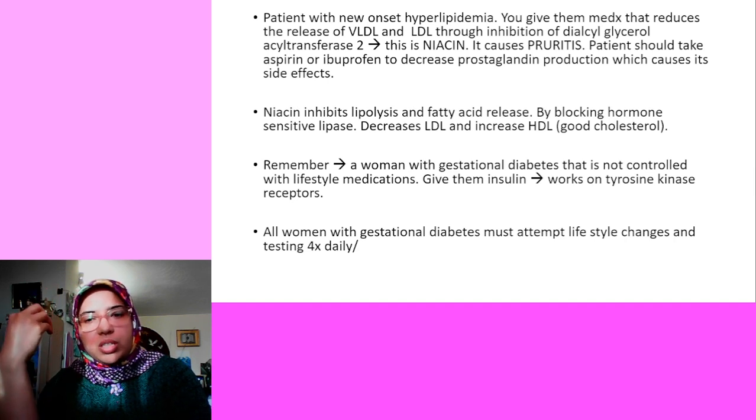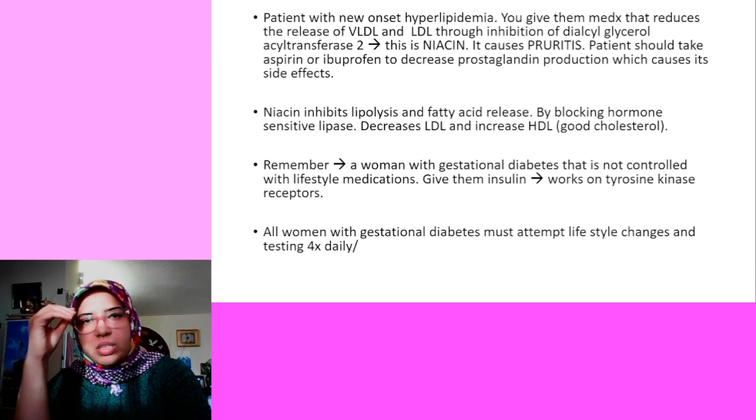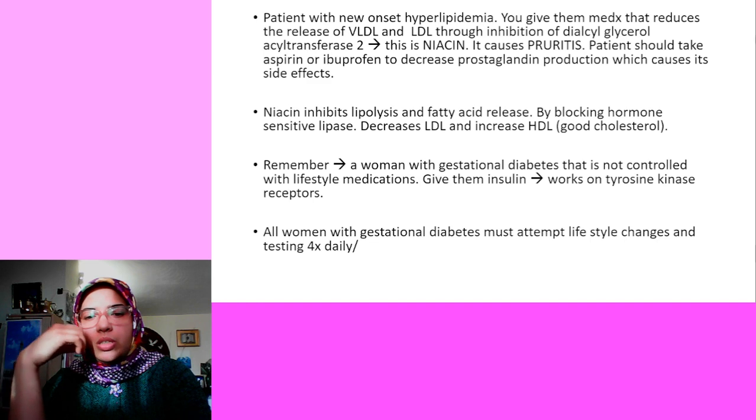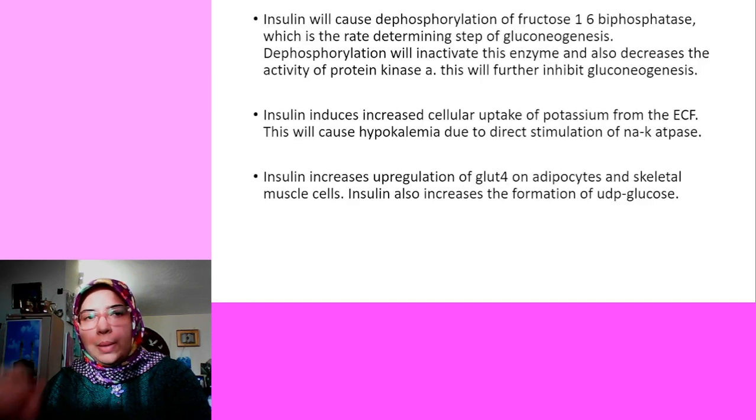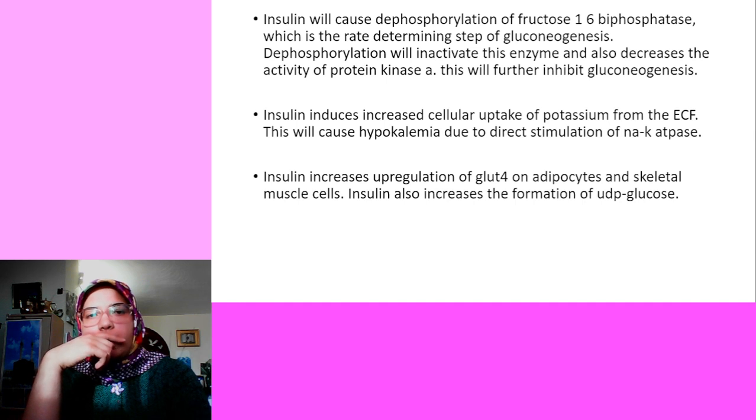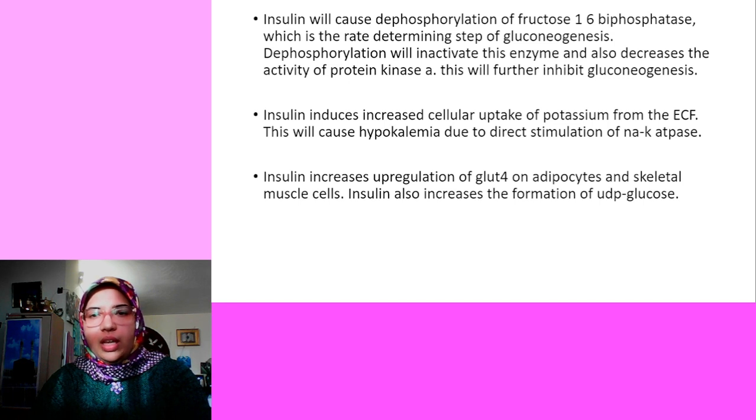Remember, a woman with gestational diabetes that is not controlled with lifestyle modifications, the only drug you can give them is insulin. It works on tyrosine kinase receptors. All women with gestational diabetes must first attempt lifestyle modification and testing 4 times daily. Insulin will cause dephosphorylation of fructose 1,6-bisphosphatase, which is the rate-limiting step of gluconeogenesis. Dephosphorylation will inactivate this enzyme and also decreases the activation of protein kinase A.